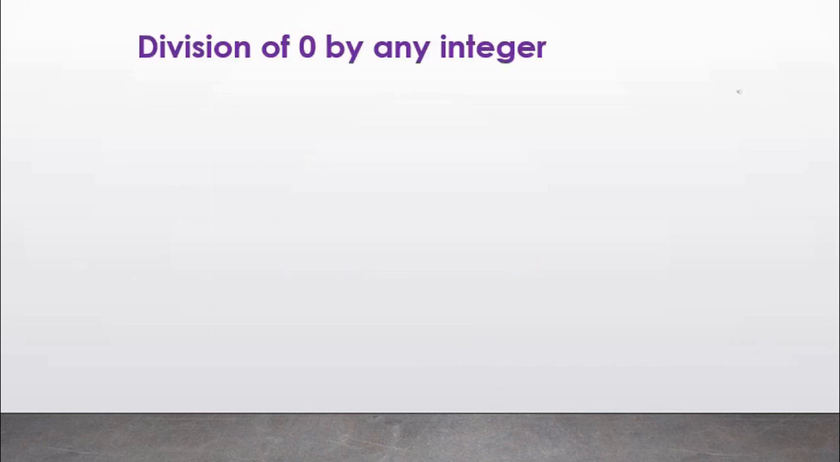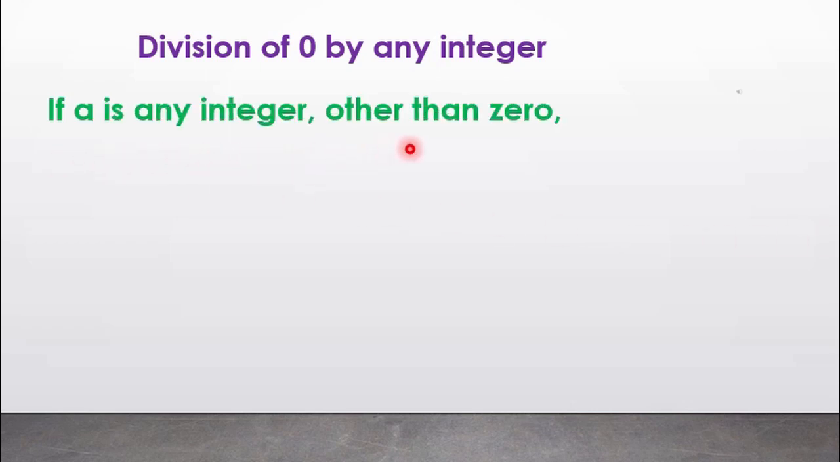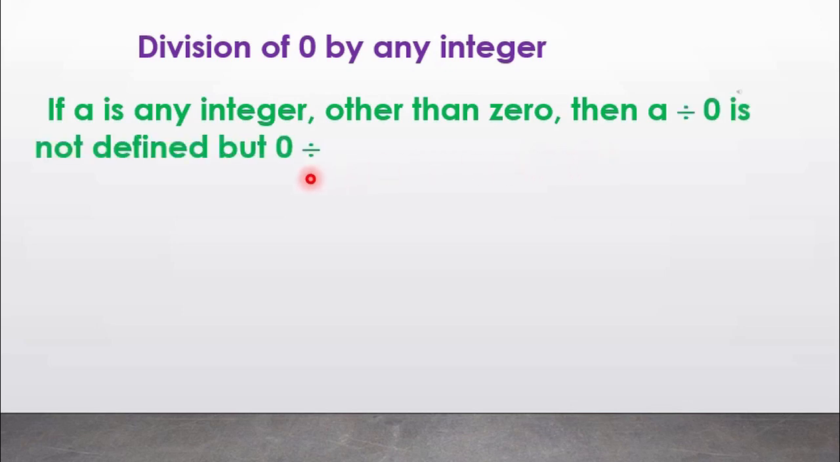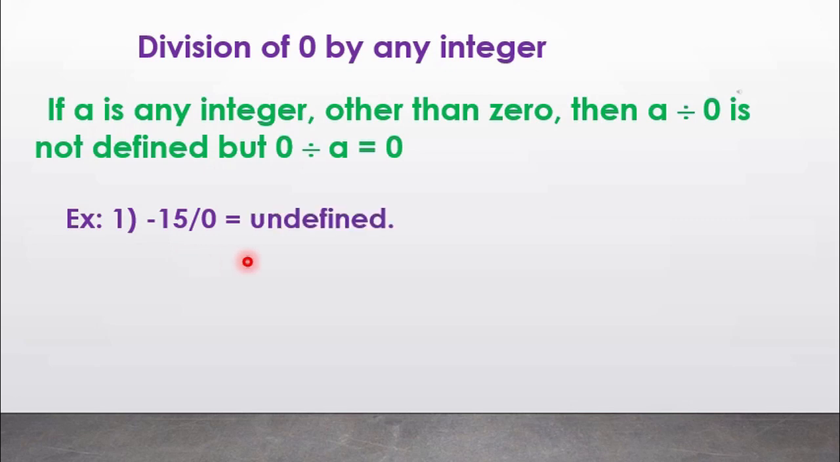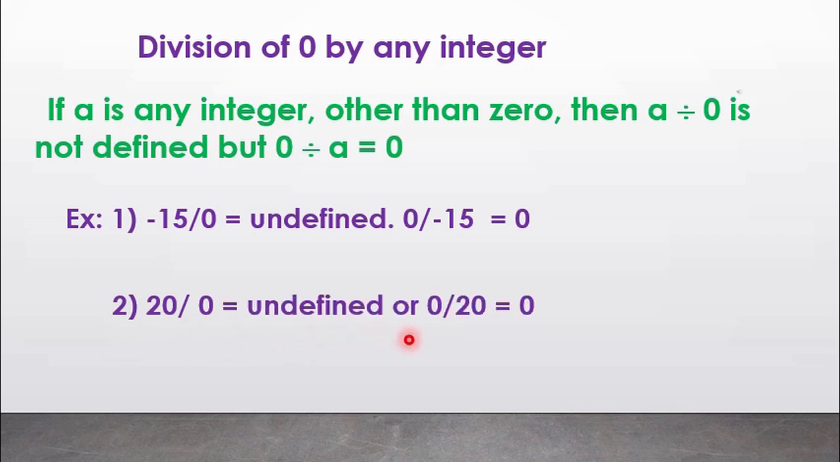Division of 0 by any integer. If a is any integer other than 0, then a divided by 0 is not defined, but 0 divided by a is equal to 0. For example, minus 15 divided by 0 is undefined. 0 divided by minus 15 is equal to 0. Another example, 20 divided by 0 is undefined, or 0 divided by 20 is equal to 0.